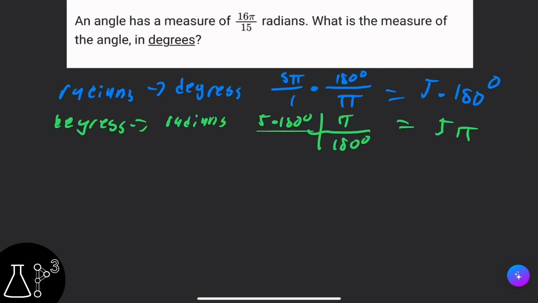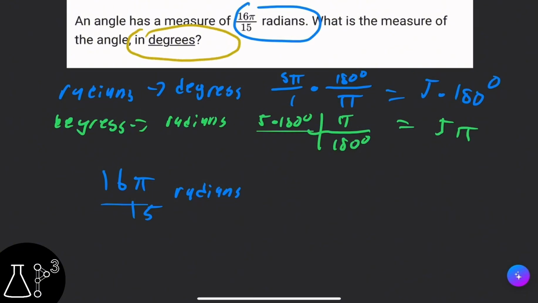Now for this question, they gave us radians, so we do 16 pi divided by 15 radians. They're asking us, what is the measure of the angle in degrees? So we want to multiply by 180 and divide by pi. We would get 16 pi divided by 15 multiplied by 180 degrees divided by pi.